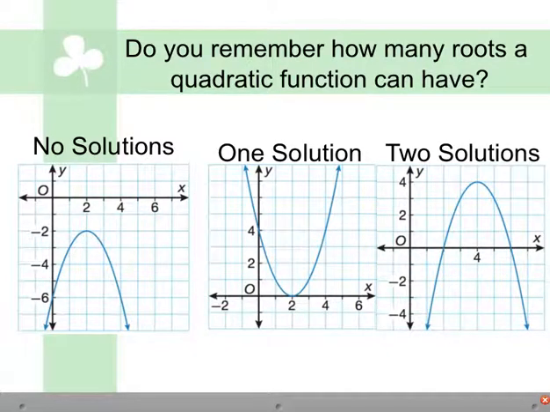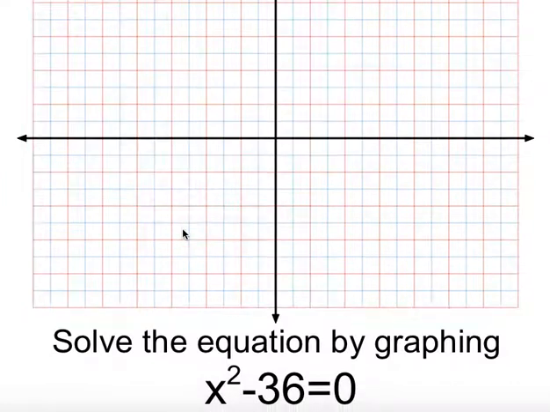Now we're going to have to remember our process for graphing these equations here. So let's start with this one here. We have x squared minus 36 equals 0. Now remember that our process for this starts with finding the axis of symmetry, which comes from the equation that we've had in the past. x equals negative b over 2a.